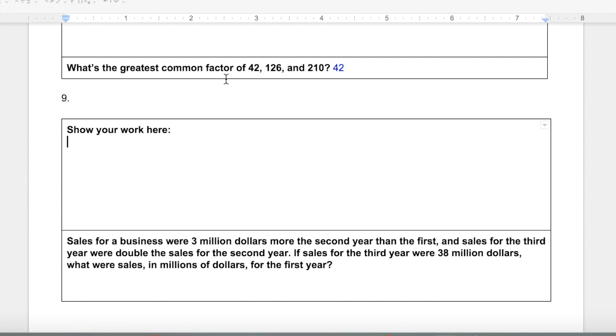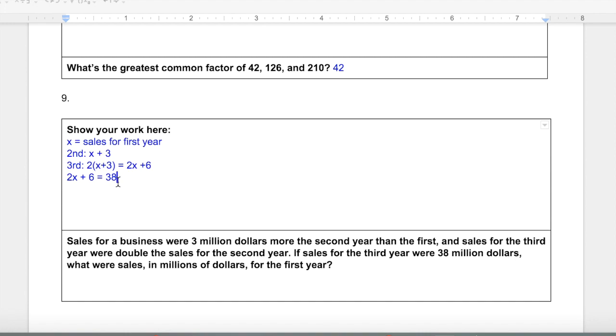So I'm going to use our equation skills to figure this out. I'm going to say X equals sales for first year. And the sales for the second year are going to be represented, it says, as $3 million more the second year than the first. So X plus 3. And sales for the third year are going to be represented as double the sales for the second year. So we'll say 2 times X plus 3, which is the same thing as 2X plus 6. And then they say that the sales were $38 million the third year. So I can say 2X plus 6 equals 38.